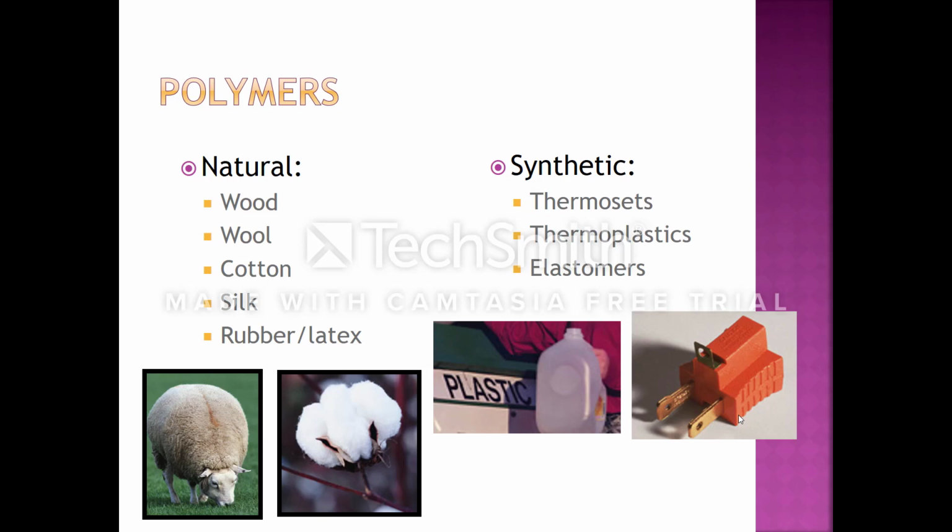Last time we left off, we were talking about polymers, and you guys answered the questions and looked at different polymers. So we have our natural ones: the wood, wool, cotton, silk, rubber, and we have synthetic: thermosets, thermoplastics, and elastomers. So, we're going to move on. We're going to talk about woods a little more in detail, and we're going to talk about the synthetic polymers.